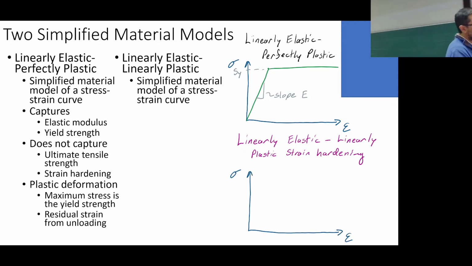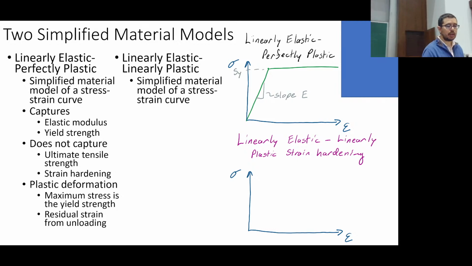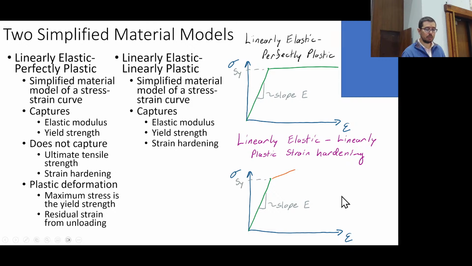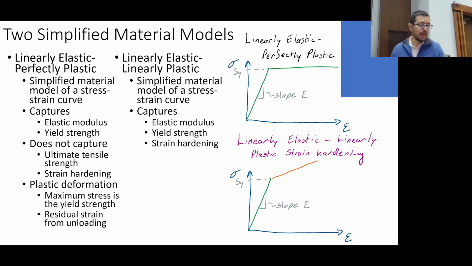The material will plastically deform rather than have a stress that increases. So the maximum stress is the yield strength. It does allow us to capture residual strain from unloading, though. If you go over to the right, you can move back down that much, and then you can figure out what the residual strain is.